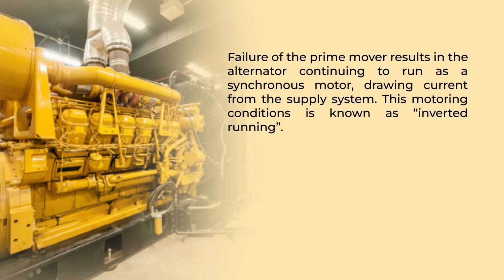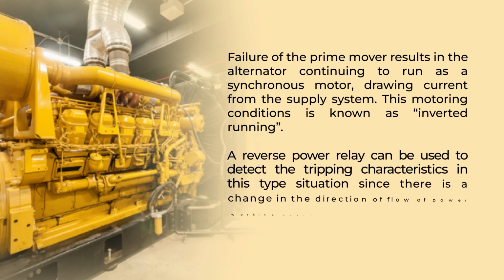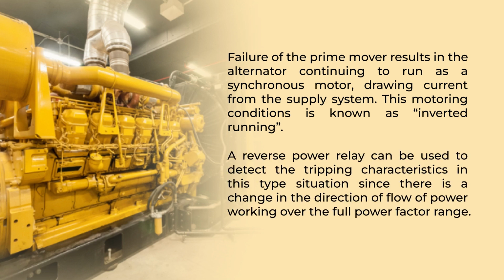So, when the prime mover fails, the machine begins to operate as a motor, drawing real power from the system and driving the prime mover. A reverse power relay can be used to detect this situation, since there is a change in the direction of flow of power, working over the full power factor range. So, a reverse power relay is used for protection against prime mover failure.